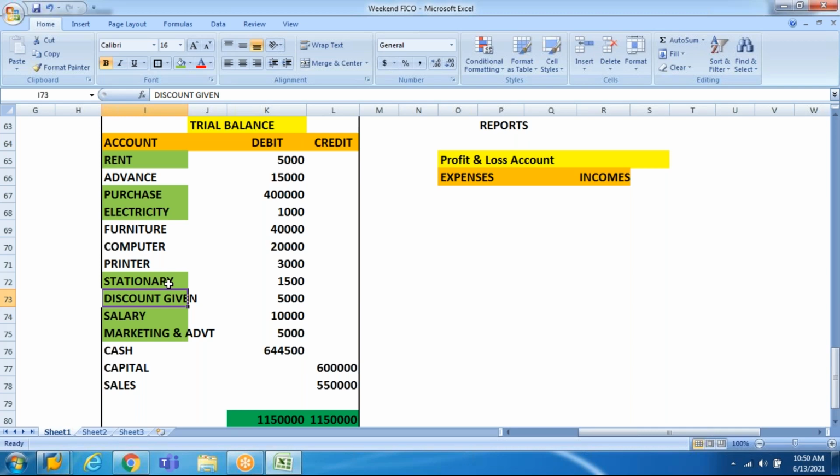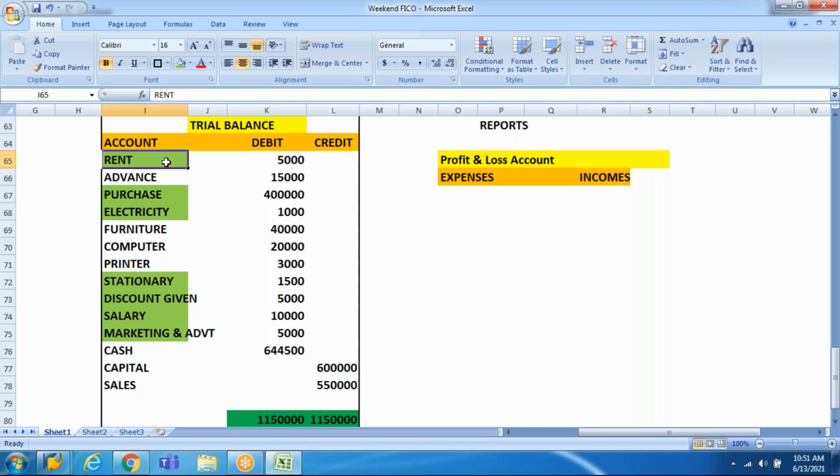Sales is the income. See, in your P&L, expenses will be on what side? Debit or credit? Debit side. Expenses will be on the debit side. And incomes? Credit side. So if you want incomes, you need to look at the credit side.